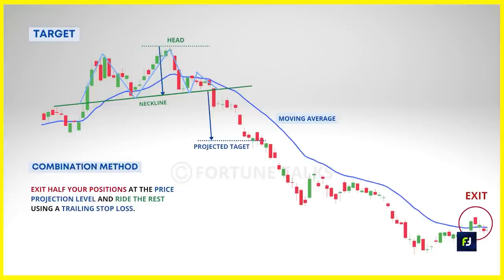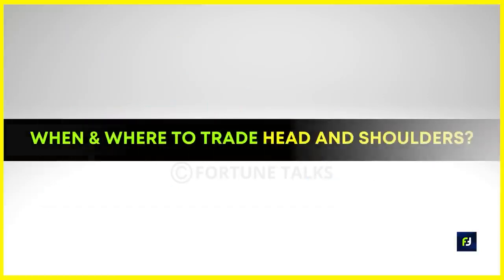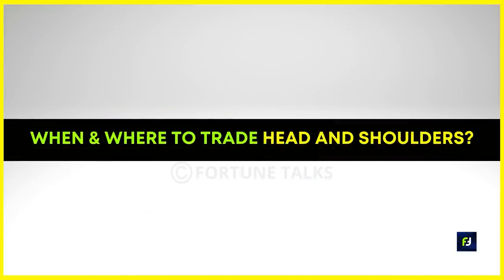The last method uses a combination of both these techniques. The idea is to exit half your positions at the price projection level and then ride the rest using a trailing stop loss. By doing this, you will be able to lock into some good profits and not fall prey to the market reversals.